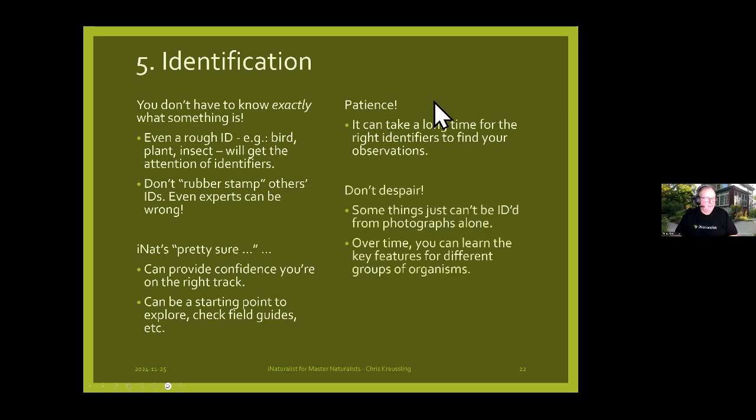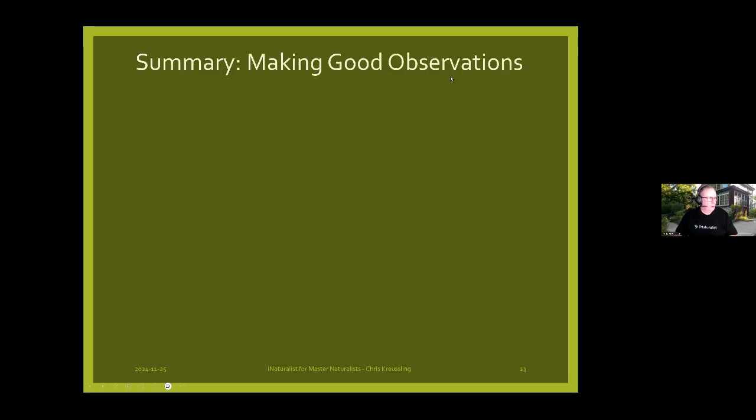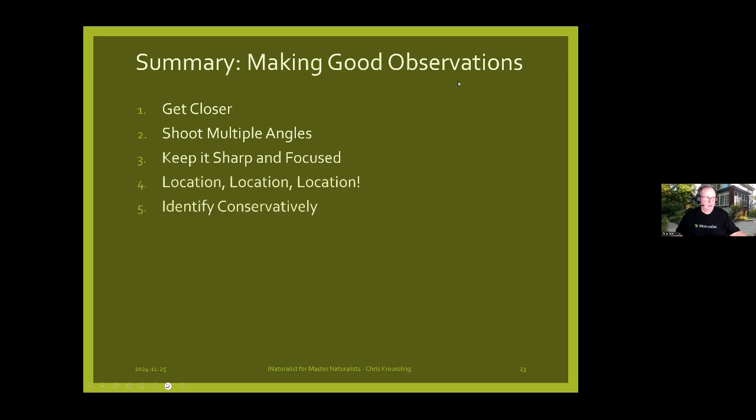Okay. Some things cannot be ID'd just from photographs. For example, many bees, to get them to species, you have to examine the genitalia under a microscope. I'm not going to do that. So I have to be satisfied with subgenus and other kinds of things. But over time, you'll learn what things are. So just to summarize everything we just went through, these are all the things to be aware of and be patient. Be gentle with yourself. You will get better and better at this as you go.